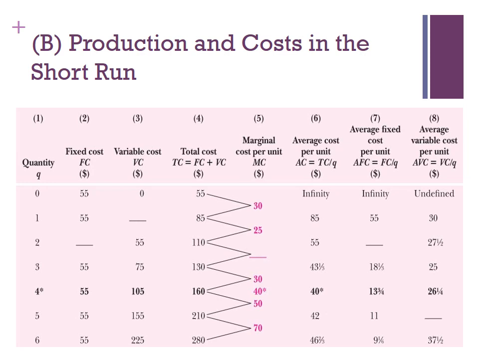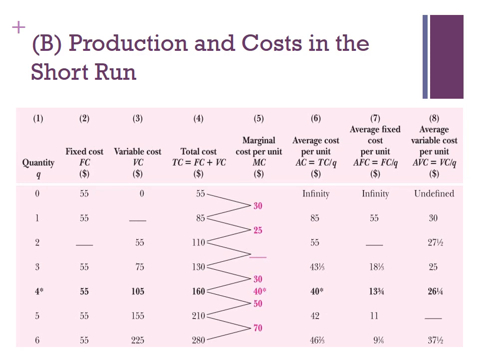Now, let's observe the relationship between quantity produced and each cost concept. Number one, as we observed before, there is no relation between quantity produced and fixed cost. Fixed cost does not change with quantity produced. Then variable cost, as quantity produced increases, variable cost will increase. But first of all, variable cost increases by 30, then by 25, then by 20, and then starts to increase by 30, 50, and finally by 70.